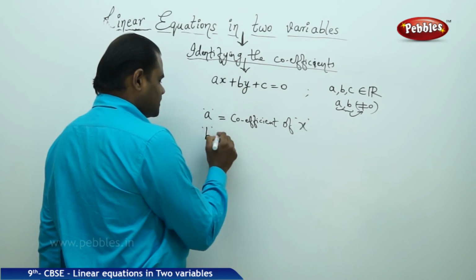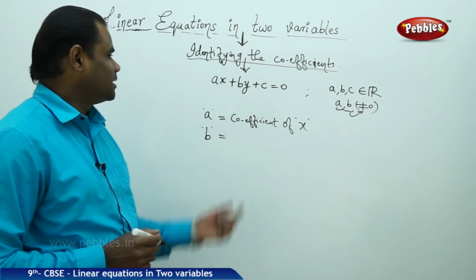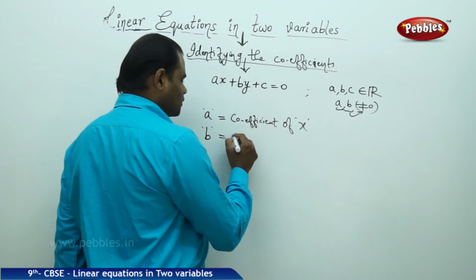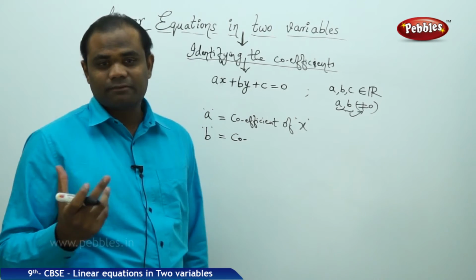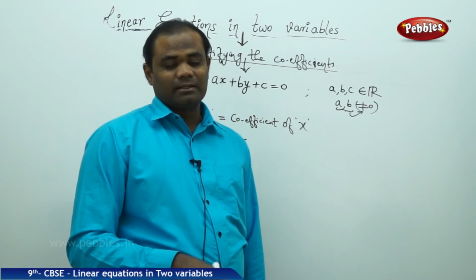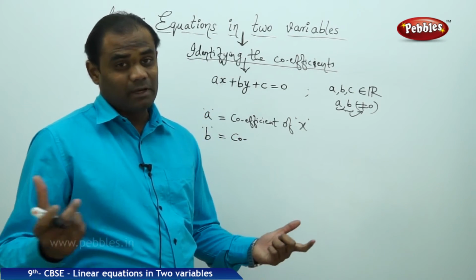B, the next coefficient being b, is clearly understood to be the coefficient of y. Therefore, in order that I identify the value of b in the given problem, I pick the coefficient of y and then that forms the value of b.